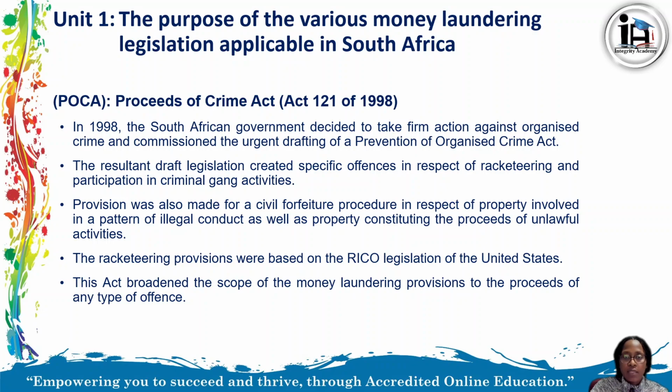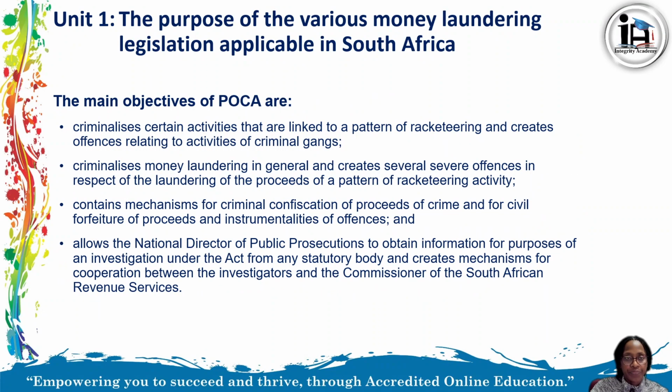Provision was also made for a civil forfeiture procedure in respect of property involved in a pattern of illegal conduct, as well as property constituting the proceeds of unlawful activities. The racketeering provisions were based on the RICO legislation of the United States. This Act broadened the scope of the money laundering provisions to the proceeds of any type of offense.